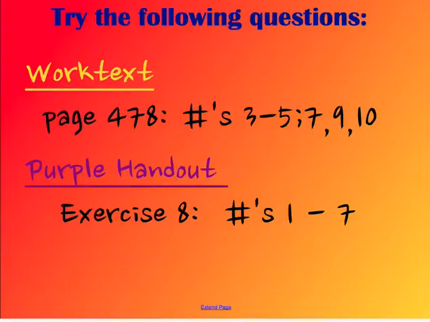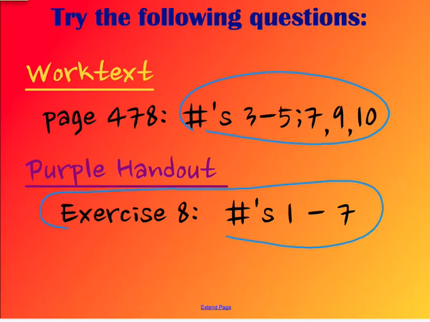Once you've finished that, I want you to work on these questions. This is what I expect you to have done when I get back. The work text, page 478. We're going to do questions 3 to 5, 7, 9, and 10. And then out of the purple exercise book, that handout that you'll have, you're going to work on exercise 8, questions 1 to 7. None of them are extremely hard.